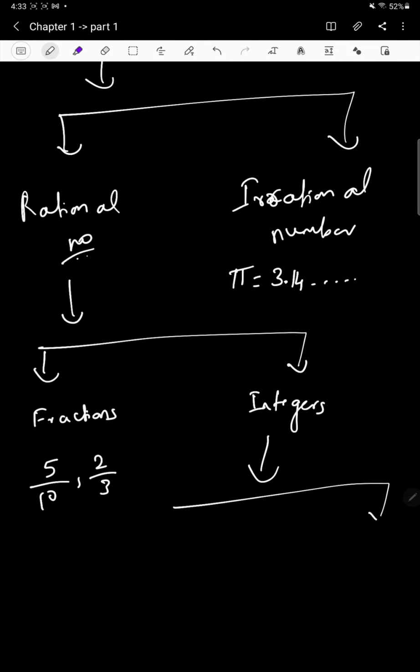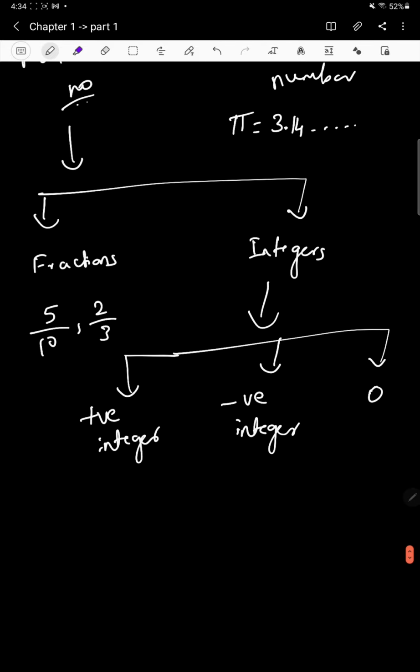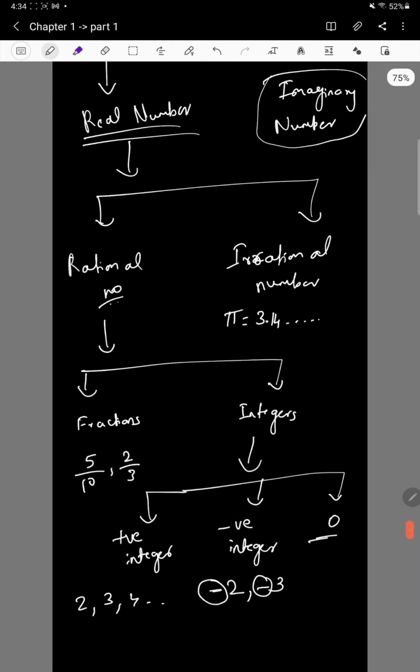In integers we have three types. The first one, positive integer, then we have negative integer, and then we have 0. So negative integers are those integers which have negative sign in front of them, say -2, -3. Here we have negative sign, so these are called negative integers. 0 is neither positive integer nor negative integer, and all those integers excluding negative integers are called positive integers, say like 2, 3, 4 and so on. So I hope this is clear to you about the numbers.